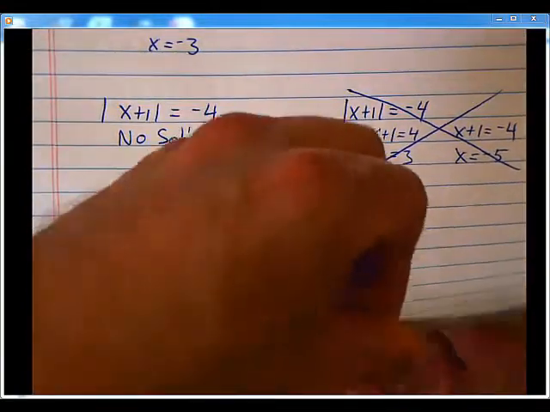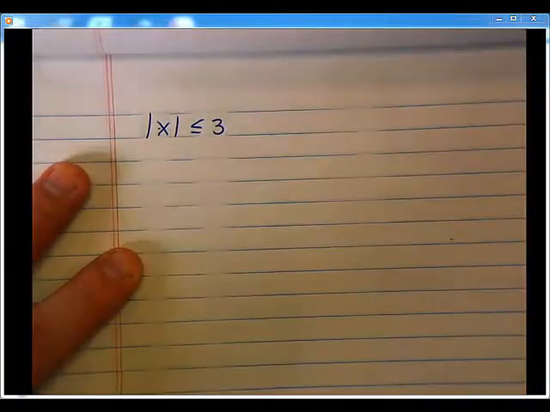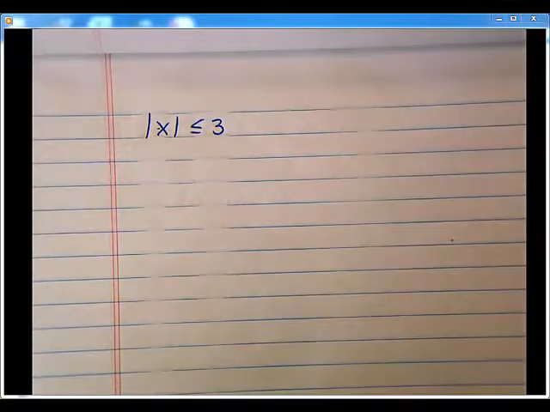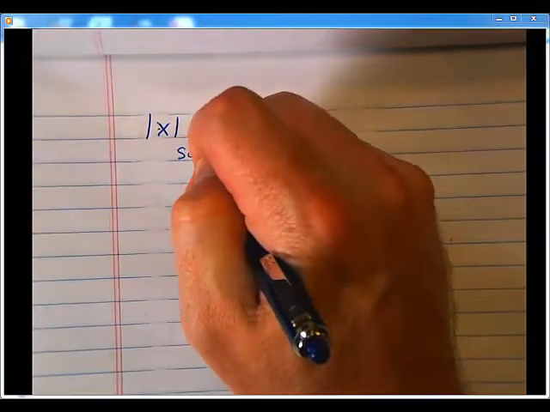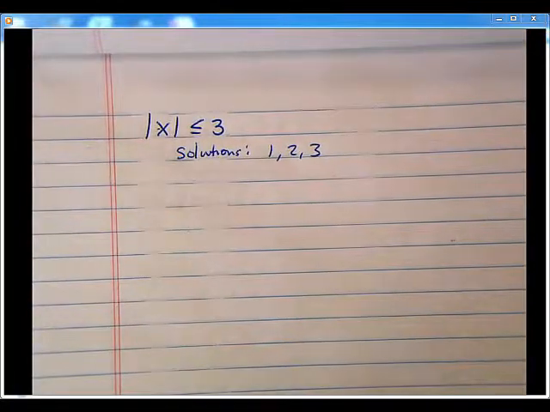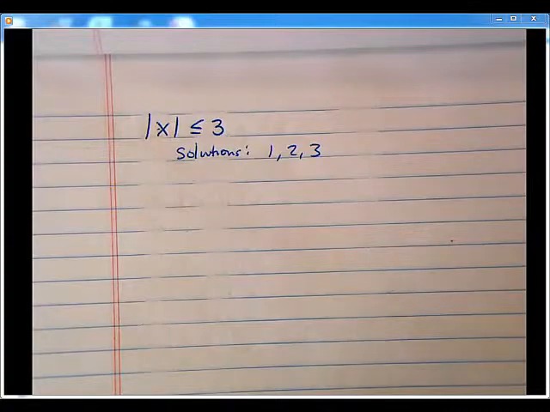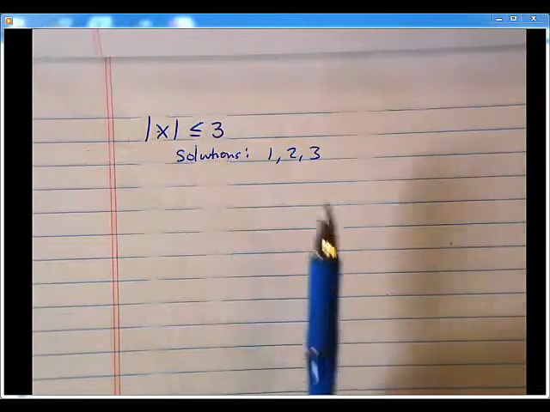Alright, now, I think we move on to inequalities. So let's start with one: absolute value of x less than or equal to 3. What I asked the class to do was give me some numbers that I can plug in for x that would make that inequality true. We listed a few. We decided that some possible solutions were 1, 2, 3, but we decided 4 did not work, because if I plug 4 in, I would have absolute value of 4 less than or equal to 3. That would be no good.